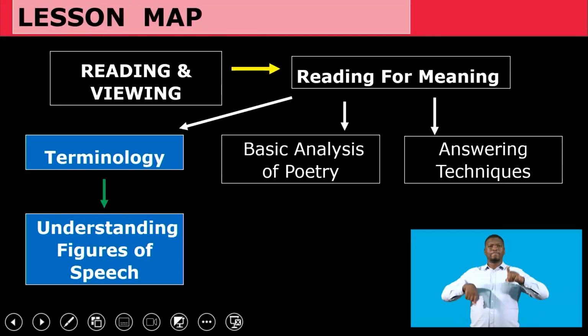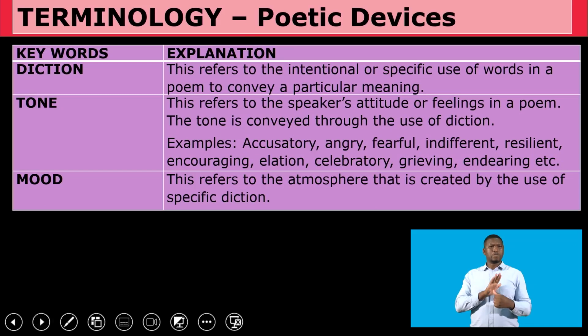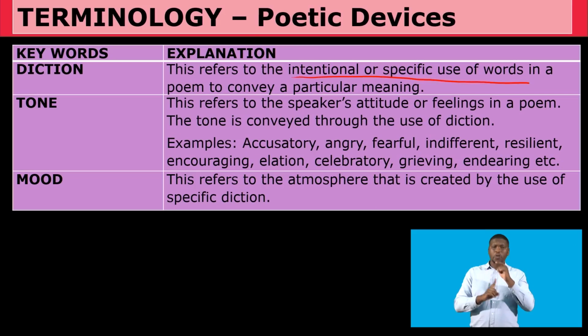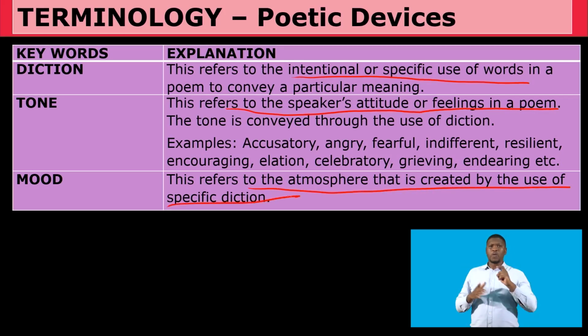Welcome back. Now, as per our lesson plan, let's start looking at various terminologies that are important for understanding poetry. Diction, which refers to the intentional or specific use of words. Tone, which refers to the speaker's attitude or feelings in a poem. Mood, which refers to the atmosphere that is created by the use of specific diction.